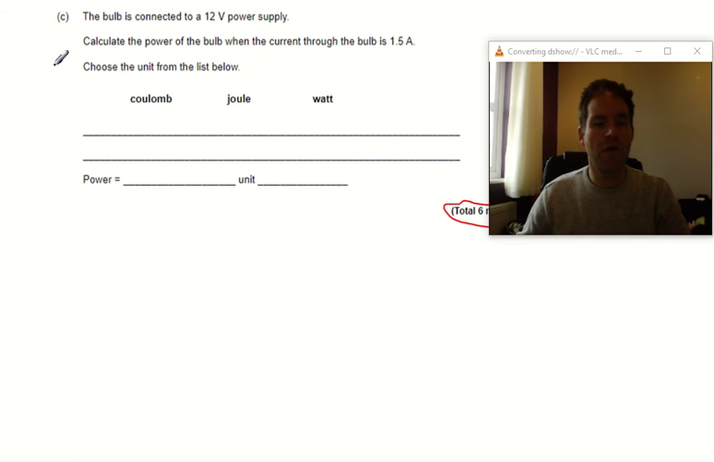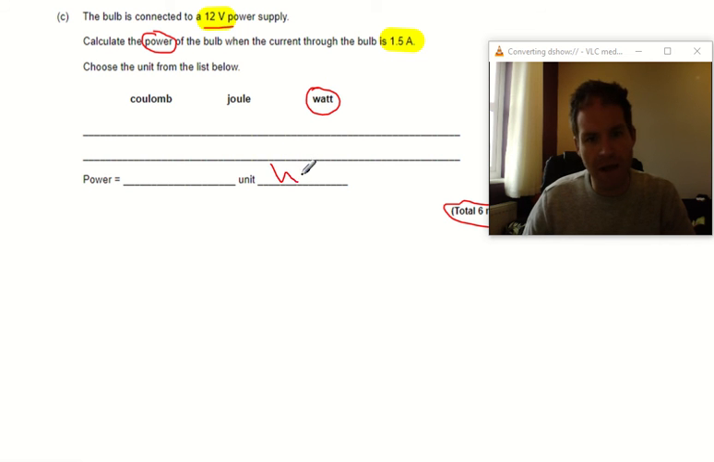Now, the third part, part C, the bulb is connected to a 12 volt power supply. Okay, well in this case, it's not the 230 main supply, it's a 12 volt power supply. Calculate the power of the bulb when the current is 1.5 amps. Choose the unit below. Now, power is always measured in watts. So we're going to circle watts, and the unit for that is W. So we're going to put that in there first.